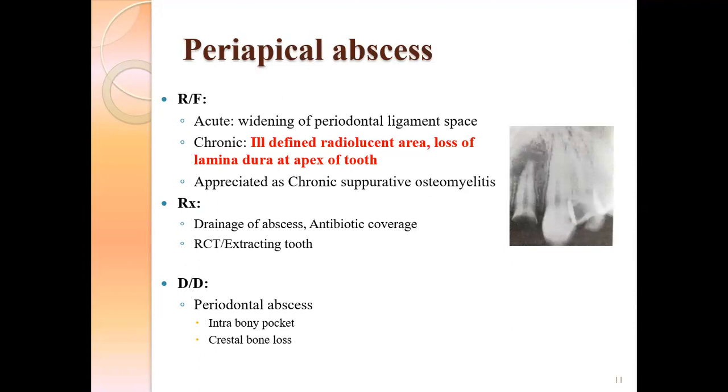But in chronic cases, an ill-defined radiolucent area will be seen, also with the loss of lamina dura at the apex of the tooth. Treatment is the drainage of the abscess and also antibiotic coverage. The tooth should be either extracted or should be undergoing a root canal treatment. And the differential diagnosis for periapical abscess is a periodontal abscess, which can be differentiated from other features like crestal bone loss and intra-bony pocket.